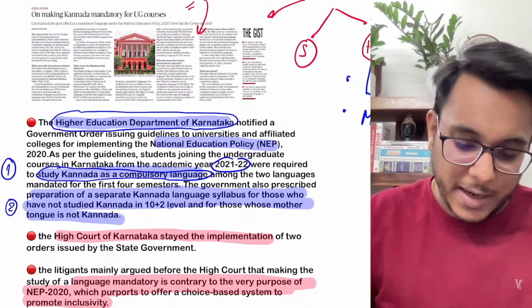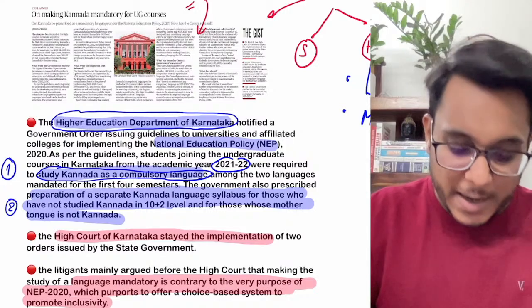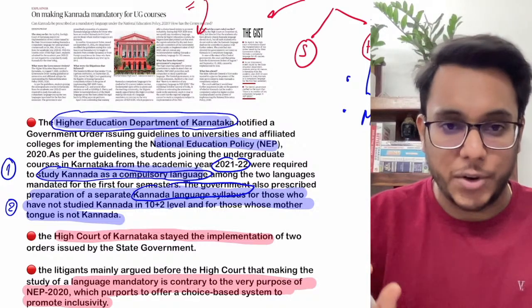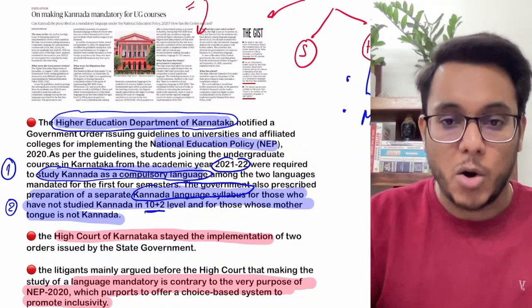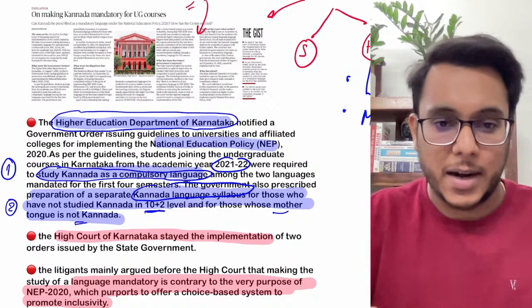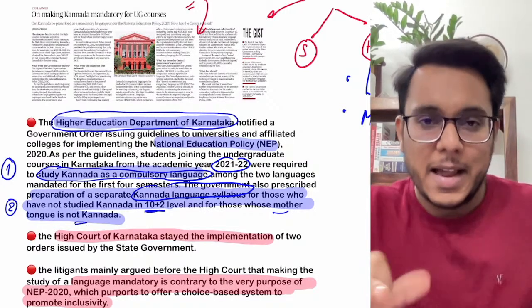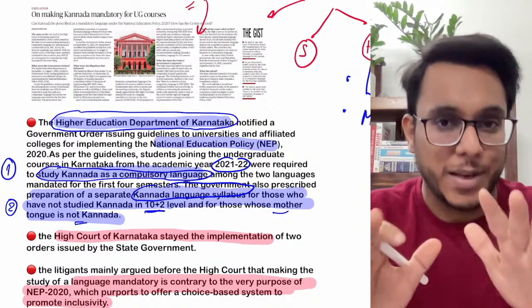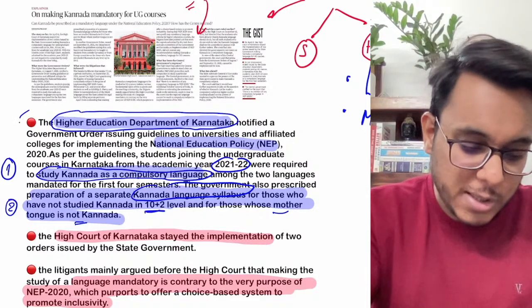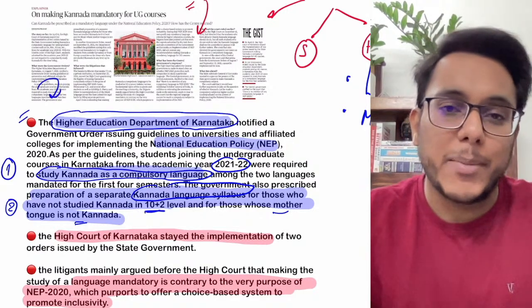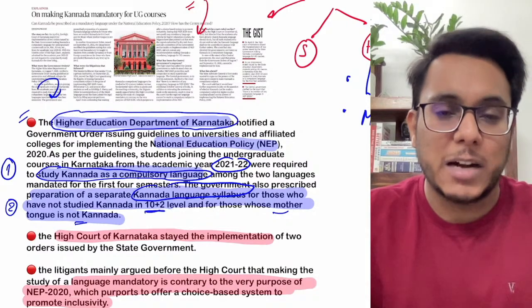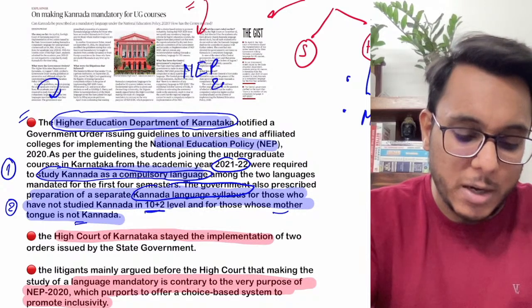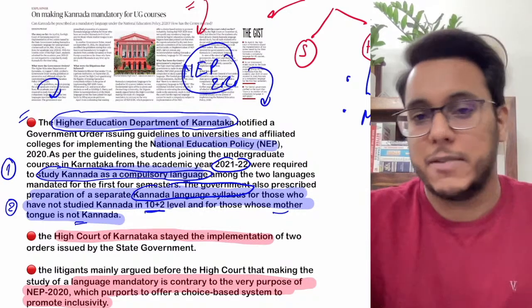The second thing they provided is that the government will prepare the Kannada language syllabus for the students who have not read Kannada till 10+2 class, or whose mother tongue is not Kannada. So everybody has to read Kannada. Even if your mother tongue is Kannada, or if it isn't, the Kannada language has to be read in the undergraduate courses. This was the notification, and the government of Karnataka justified it, saying we are bringing it in order to implement the provisions of the New Education Policy 2020.